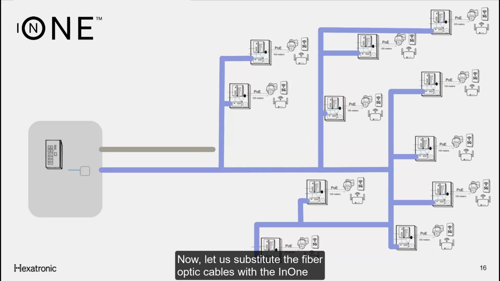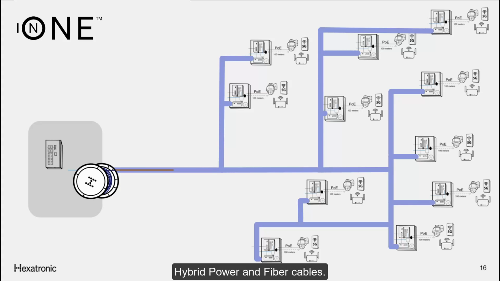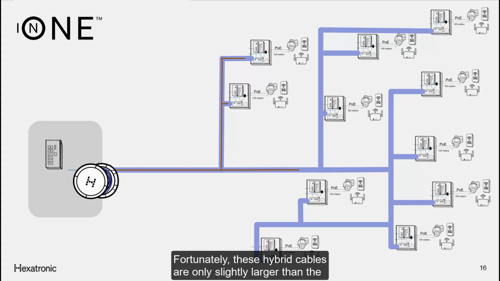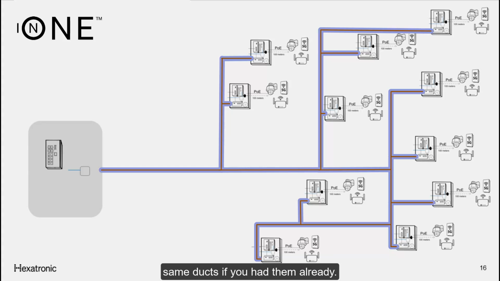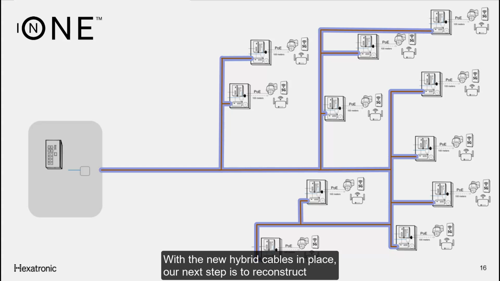Now, let us substitute the fiber optic cables with the InOne hybrid power and fiber cables. Fortunately, these hybrid cables are only slightly larger than the fiber-only cables, meaning they can, in most instances, utilize the same ducts if you had them already. With the new hybrid cables in place, our next step is to reconstruct the central node, now evolving into the hybrid distribution node, HDN. Here are the HDN components.